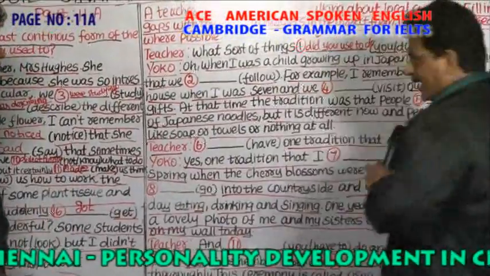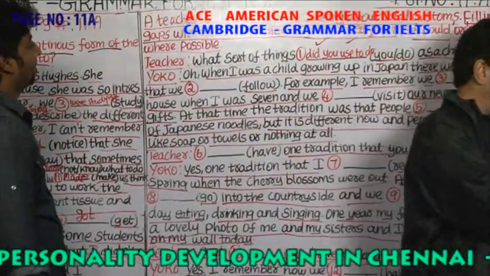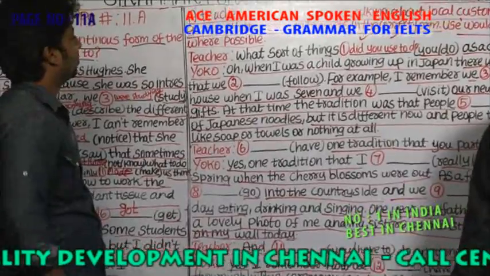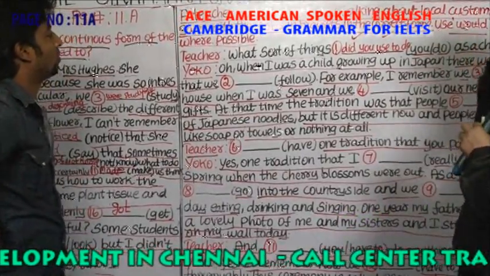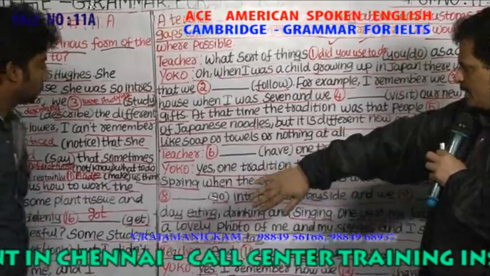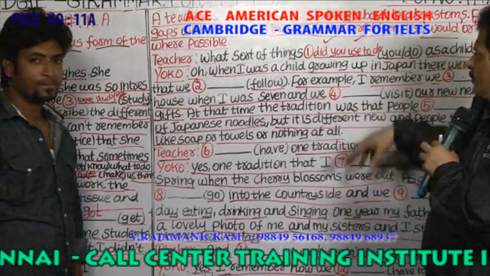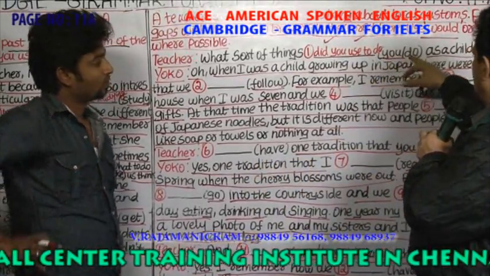So, a conversation between a teacher and a student. Teacher is teacher. Yoko, just come closer. Look at the camera. What sort of things did you used to do as a child?